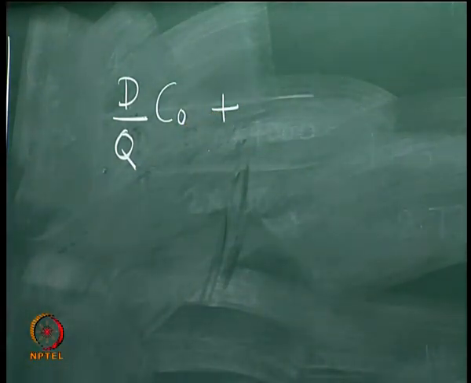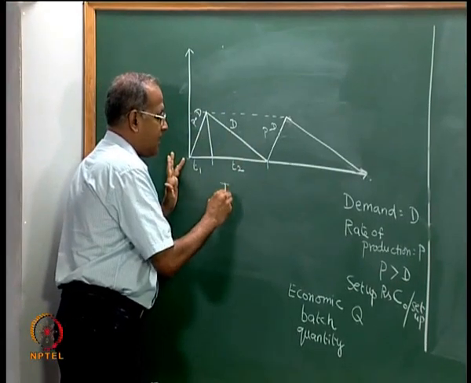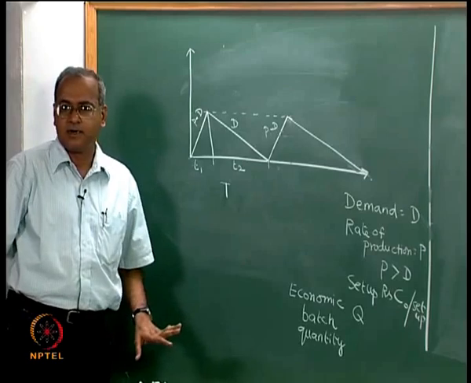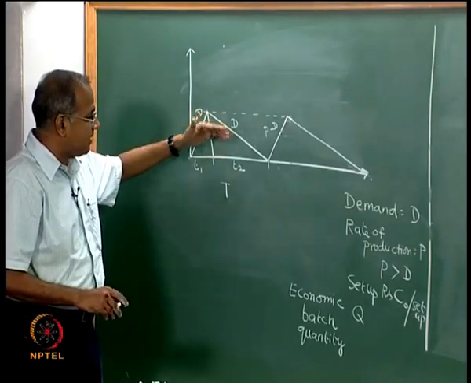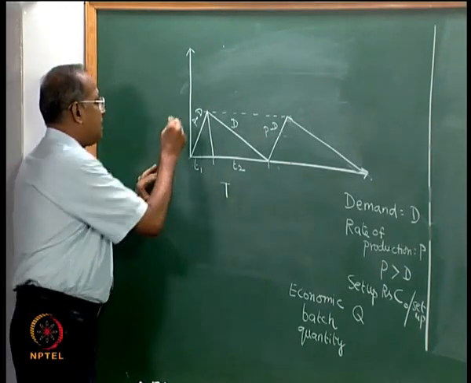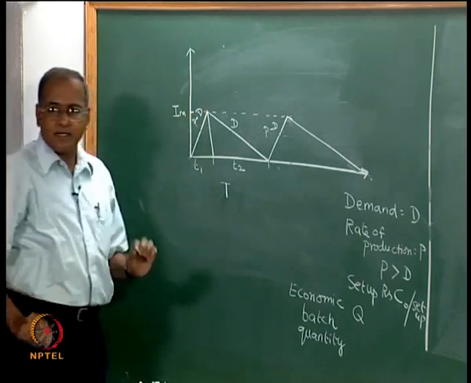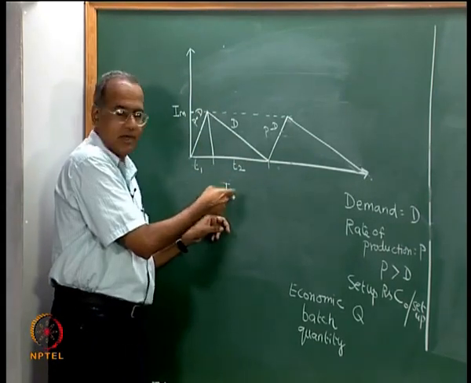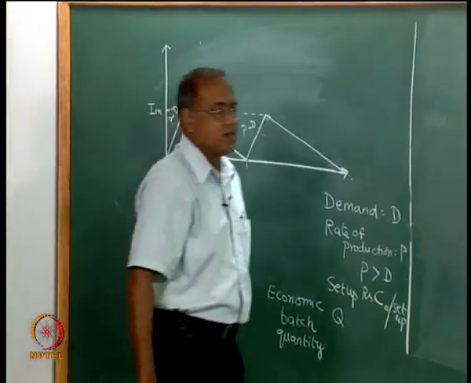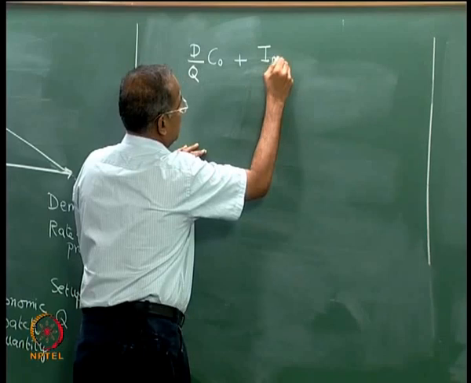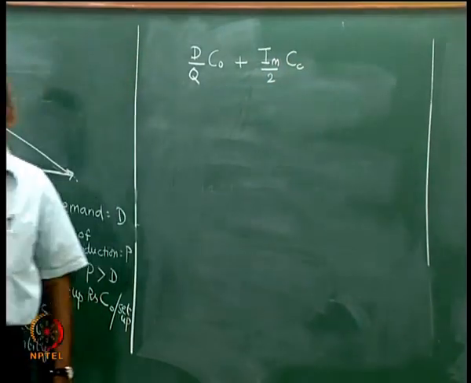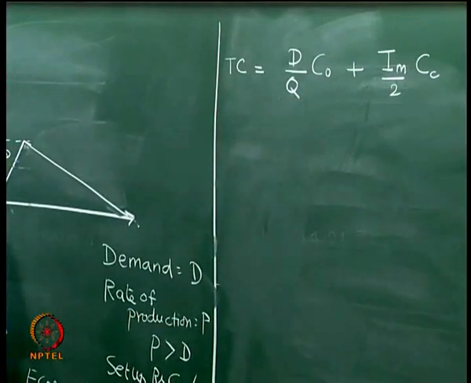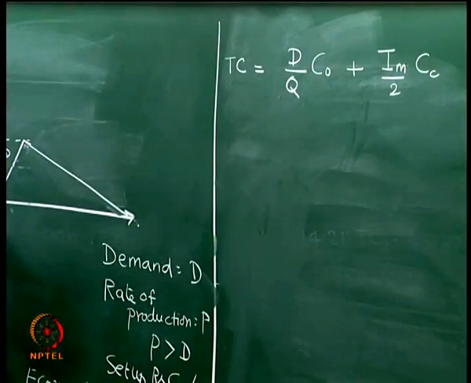Now, this is the cycle starting from 0 to a cycle T, which is T 1 plus T 2, then another cycle. So, total inventory in the cycle is the area under the triangle, and the average inventory will be the area under the triangle divided by the base. Let us call this quantity IM, which is the maximum inventory that we have built. So, the area of the triangle is half into IM into T, divided by T, is the average. So, the average inventory will be IM by 2, and the inventory holding cost will be rupees CC per unit per year. So, the total cost associated here is the sum of the setup costs as well as the inventory holding costs.